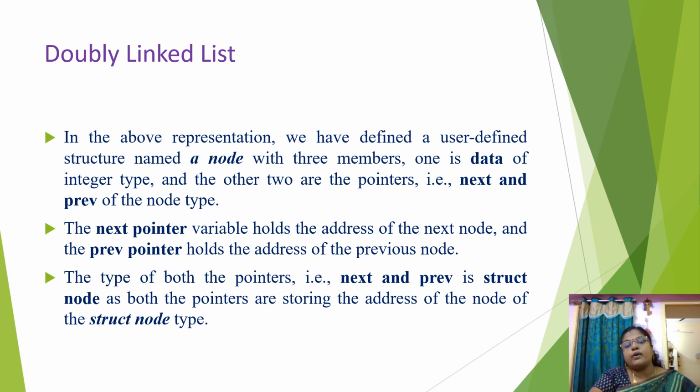The next pointer variable holds the address of the next node. The previous pointer variable holds the address of the previous node. The type of both the pointers, next and previous, is struct node, as both the pointers are storing the address of the node of the struct node type.